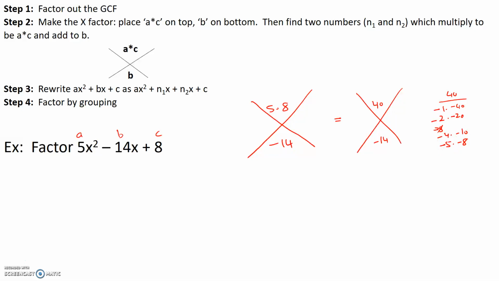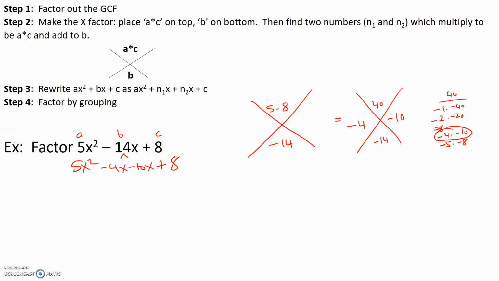The factors that add to -14 are -4 and -10. So I will write -4 and -10. Let's verify. Multiply to 40, add to -14. So these are correct. Next, let's rewrite this as 5x squared. The -14x we will rewrite as -4x and -10x plus 8.